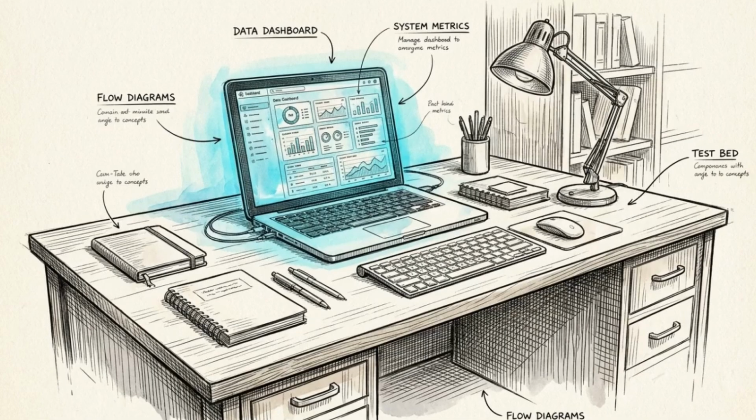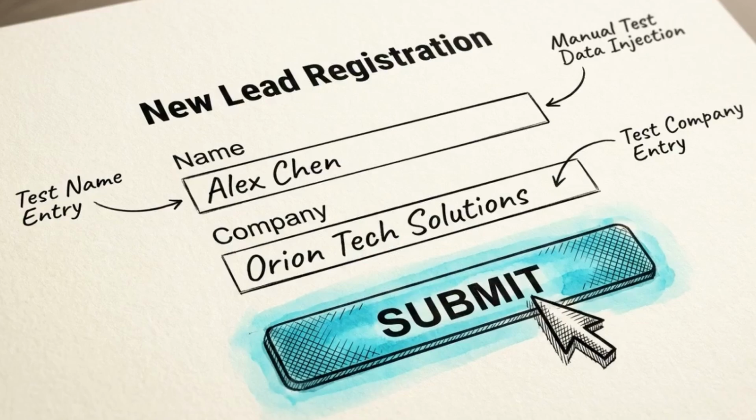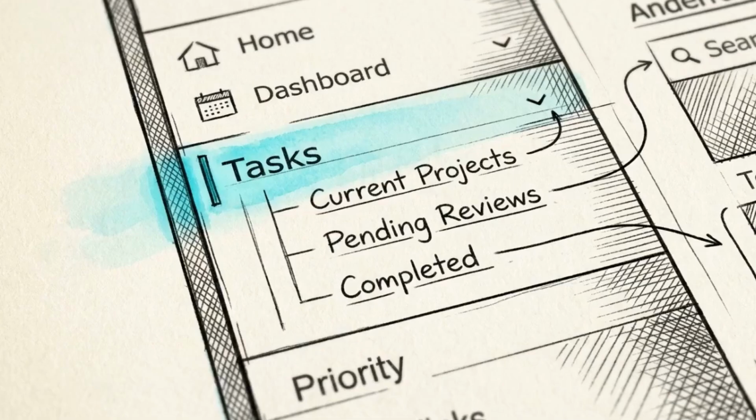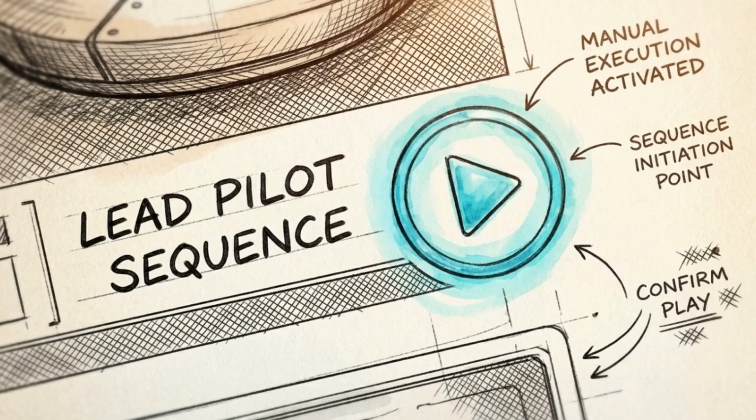Before we step away, we have to test the full loop. Submit a test lead inside your lead management app. Make sure to use your own email address as the contact info so you can verify the outbound message. Open the Tasks sidebar in Base44. Find the sequence we just built and click the play icon to manually run it for the first time.